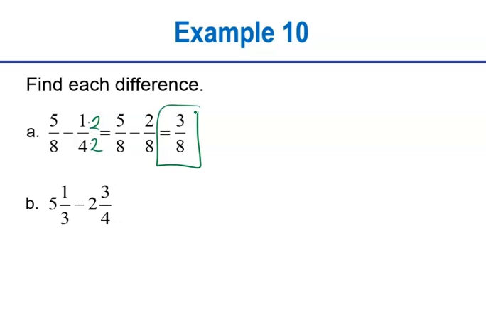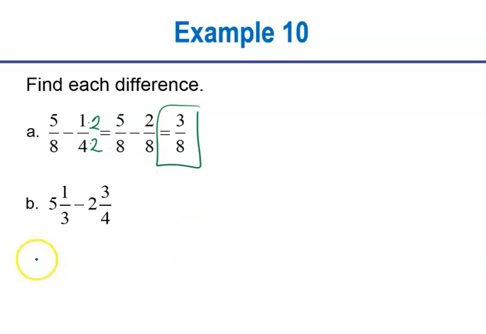We haven't discussed yet a method for adding and subtracting mixed numbers. That is something that we need to discuss, but it is not on the table right now. So what we need to do is change these to improper fractions. How do you do that?